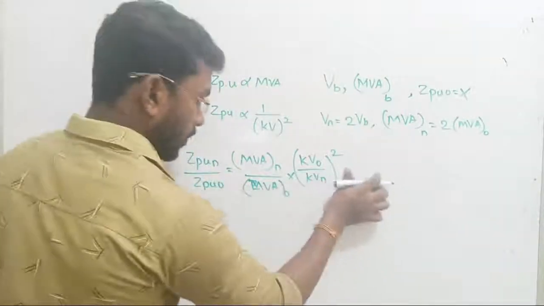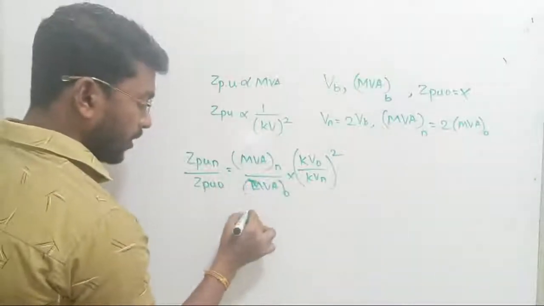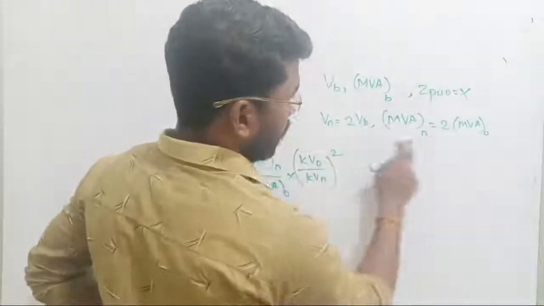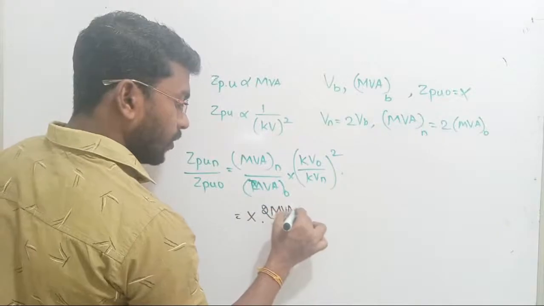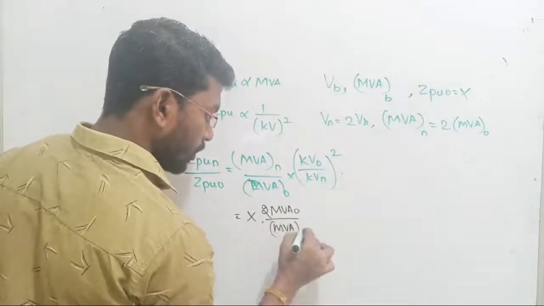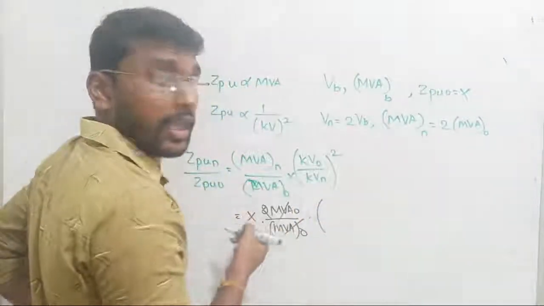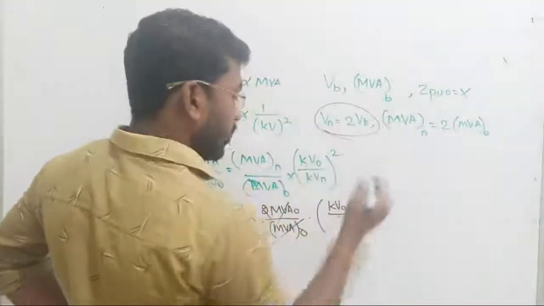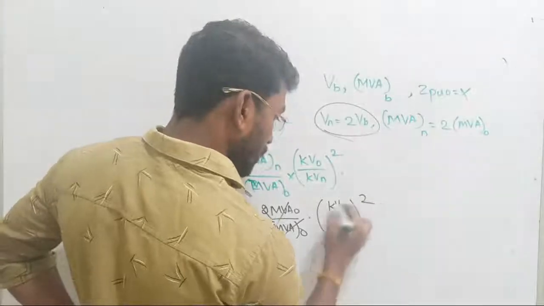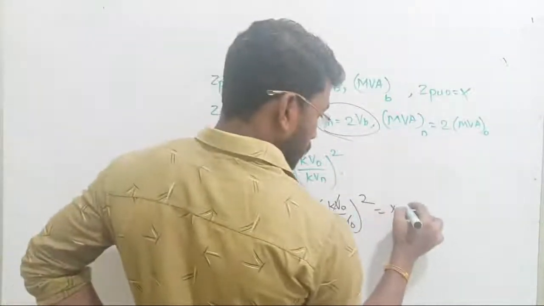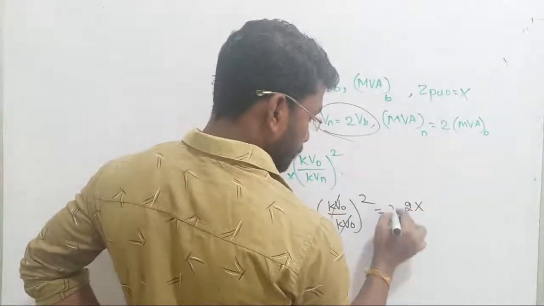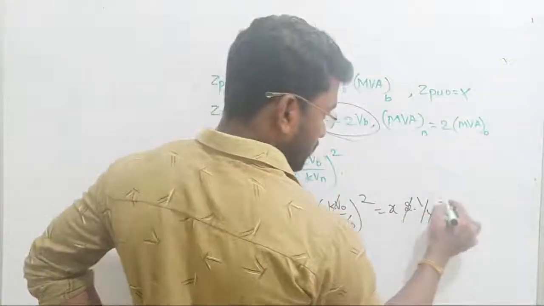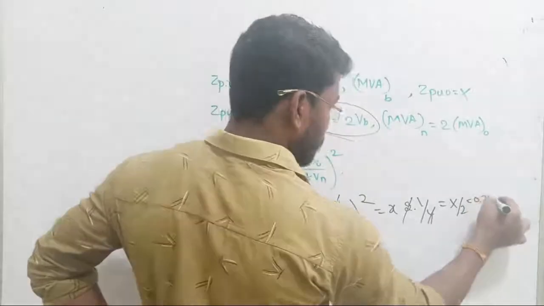We take the old per unit value to the other side, so it becomes x times MVA new by MVA old. MVA new is twice of MVA old, so twice of MVA old divided by MVA old, into kV old by kV new squared. kV new is twice of kV old, so the square gives 4. Now reduce it: x into 2 into 1 by 4, so the new value will become x by 2, or 0.5 times of x.